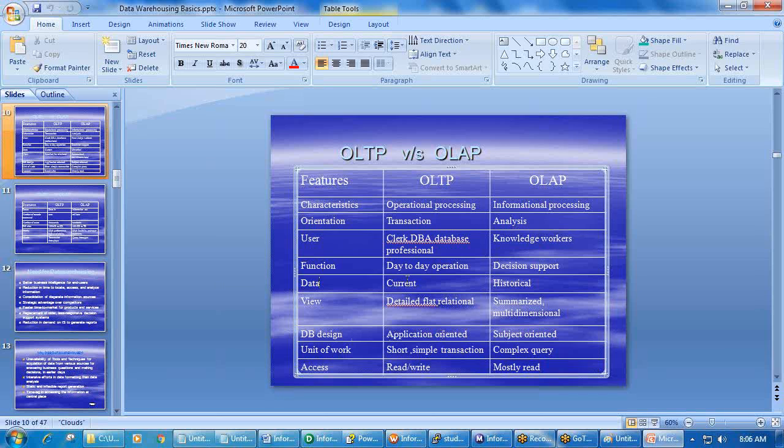Another piece of information, we understand that OLTP will not store the historical data. It will always store only the most recent data, whereas the OLAP has the historical data. So this is more application oriented, and this is subject oriented. I told you what is meant by subject oriented.